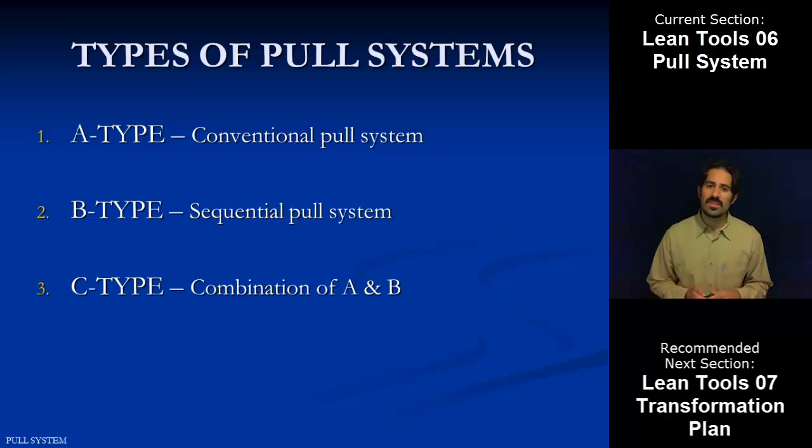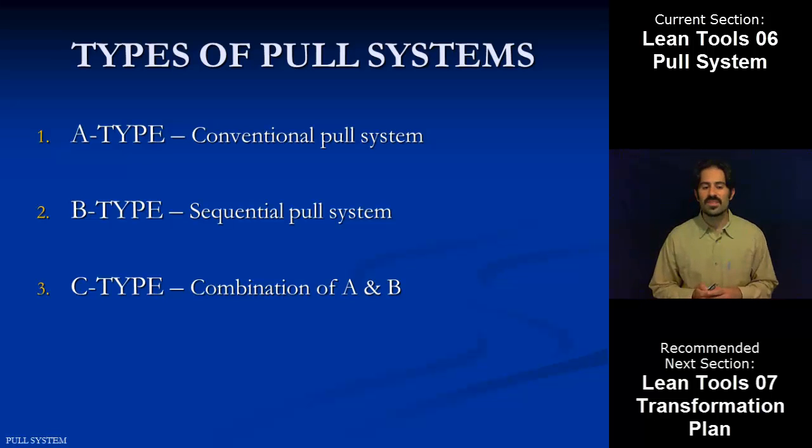The B type system now gets into sequential stuff, and that would be, say, we don't just make 4 parts. Say we make something with 100 different varieties, right? We don't want to keep inventory of all that because that's not going to work. So we can use a sequential pull system to address that in those situations.